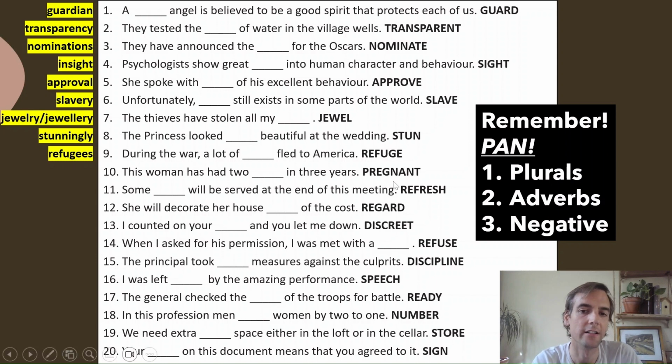Pregnant, slightly irregular. Pregnancy is the state, what you experience. Something that is served, some drinks, they are refreshments.